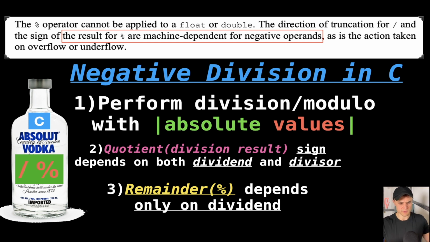Now the quote from the book that I think is interesting to delve into: the results for modulo are machine dependent for negative operands. What does it mean? Well, you perfectly know that with the modulo operator, we can get the remainder of a division, right? If I have 10 divided by 3, I get the quotient, namely the result of the division, which is 3. And then I have the remainder, which is 1. Well, with the modulo operator, I can get that 1. 10 modulo 3 is equal to 1. Cool. Easy peasy.